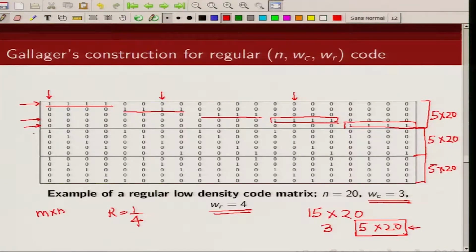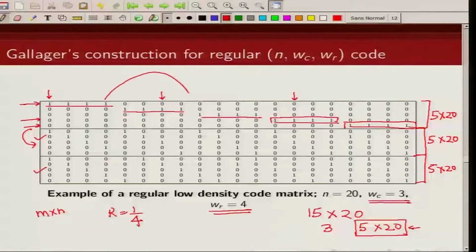Now, to get column weight WC, what do I need? I need to design a similar sub matrix here, which will have one 1 in each column and WR ones in each row. How do I get this sub matrix and this sub matrix? I can do column permutation. For example, I can move this column here, and this column here.